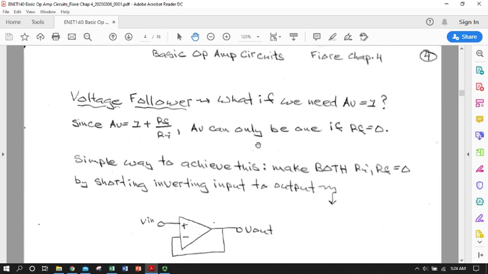What if we need a gain of 1? Well, let's see what our gain formula that we just derived would tell us. Our voltage ratio gain is 1 plus RF over RI. Well, RI can be anything, but for our voltage ratio gain to be 1, RF has to be 0. Well, that's easy to do. We'll just short across it with a wire.